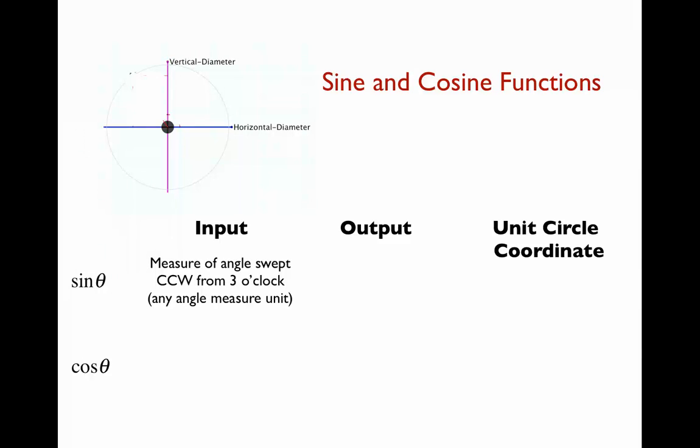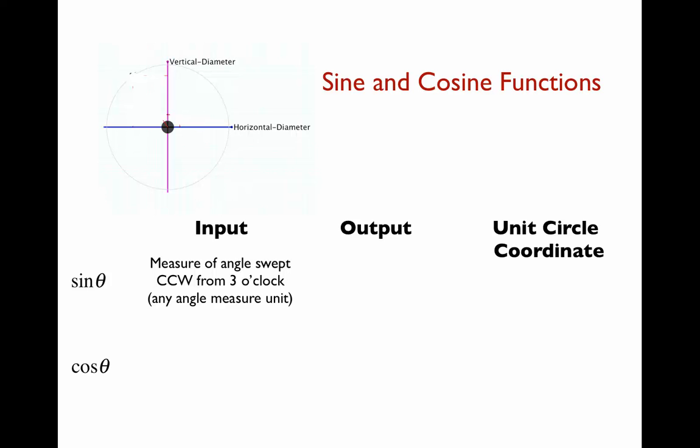Couldn't have said it better myself. Measure the angle, swept counterclockwise from 3 o'clock. Actually, the angle we can use any unit we want. We've been using radians, so that's okay. But for the input into sine, degrees is fine, gradients, anything you want. Okay? What is the output?